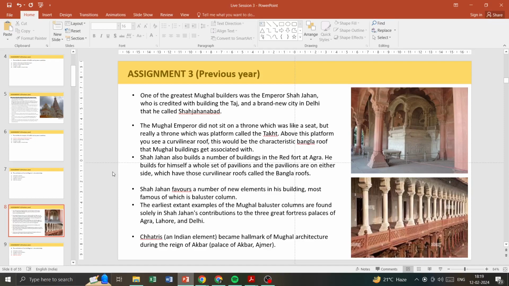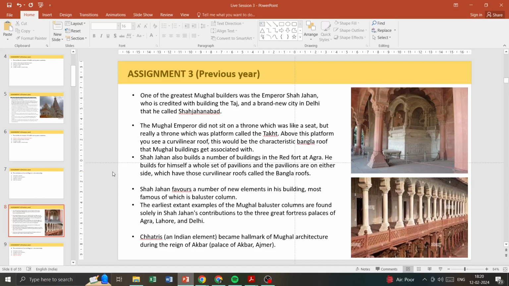And then Shah Jahan builds a number of buildings in the Red Fort at Agra, and he builds a whole set of pavilions on either side, which have curvy linear roofs called Bangla roofs. So the Bangla roof idea got incorporated in Mughal architecture, with the Takht having a Bangla roof. But then Shah Jahan started incorporating this idea of a curvy linear roof in other buildings, especially over the pavilions in his forts also.